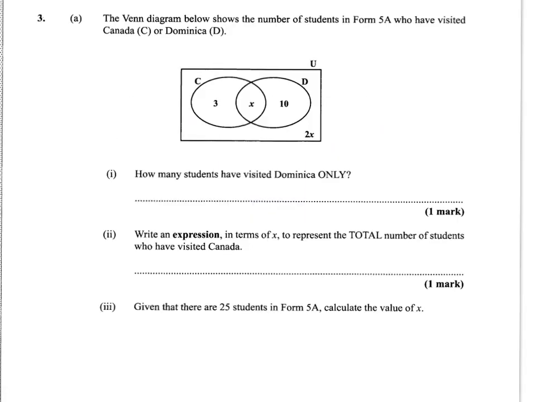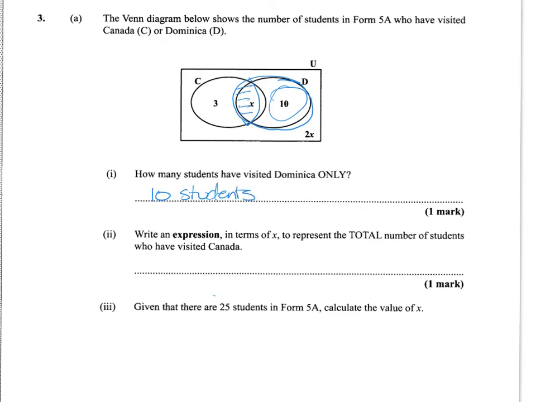January 2016, number 3. Okay, so part A asked us, we have a Venn diagram which shows the number of students in Form 5A who have visited Canada or Dominica. So part 1 wants to know how many students have visited Dominica only. Now this whole circle here represents all who visited Dominica. If you notice, the circle is split into two. So this piece here tells us those who visited Dominica and Canada, and the outer piece here will tell us those who visited Dominica only. So the number who visited Dominica only would be 10 students.